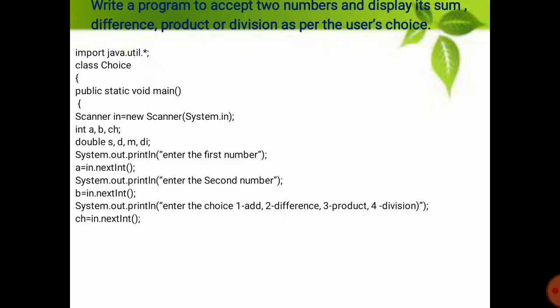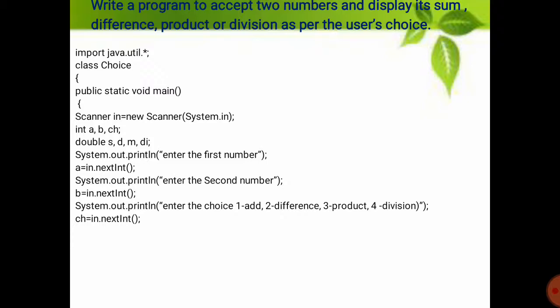After that I have taken two variables a and b to enter two numbers, and ch for the choice input. After that I have taken four variables for the results: sum, difference, multiplication and division. For the sum s, for difference d, multiplication m, and di for the division. Now after that I have written System.out.println, enter the first number, a = in.nextInt(). In this way we enter the first number inside the variable a, and after that enter the second number, b = in.nextInt(), and we have entered the second number inside the variable b.